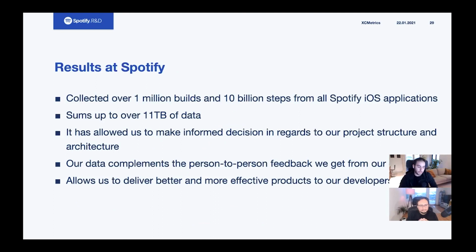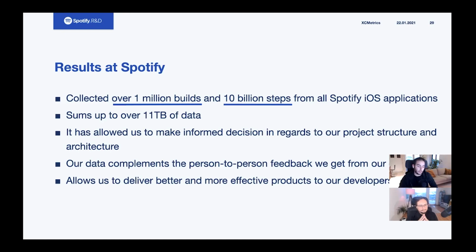So here are some results at Spotify. We've been running XCMetrics for a little bit over a year now, and it has collected over 1 million builds and about 10 billion steps. Steps can be very granular. It can be even down to a file compilation. So we know which file failed to compile or how long that file took to compile for the last year and more. And this was applied to all the Spotify iOS applications. So it sums up to over 11 terabytes of data.